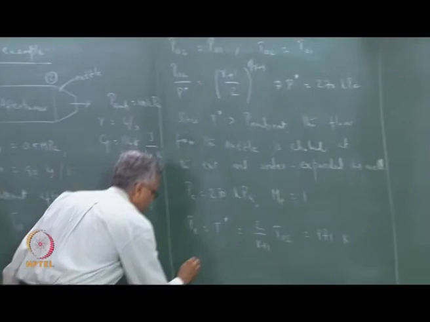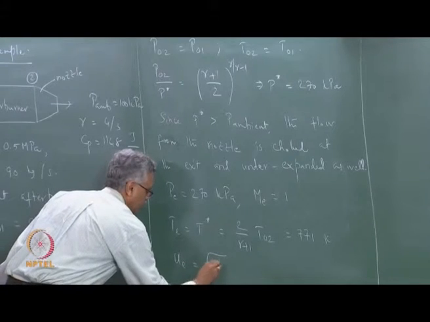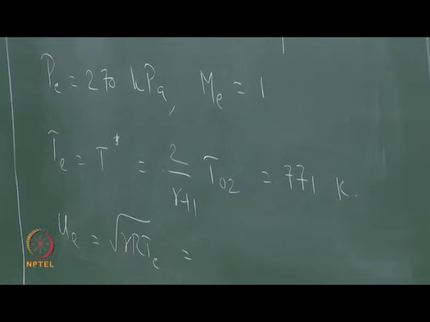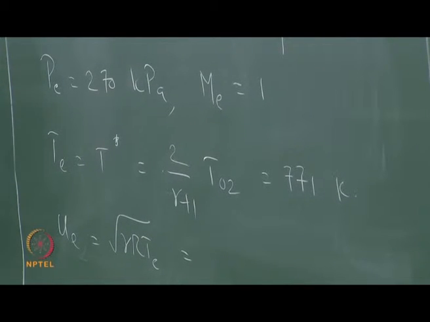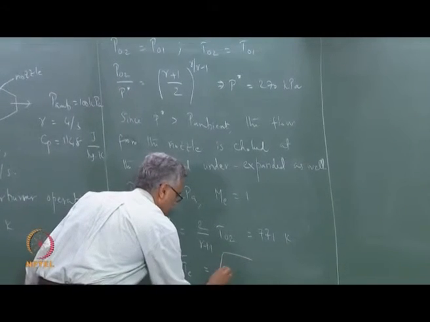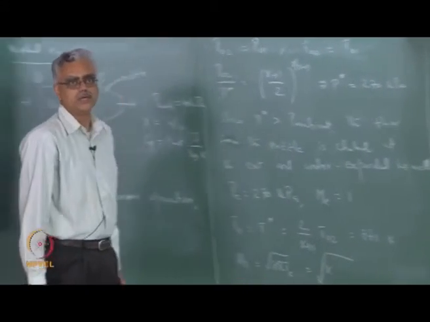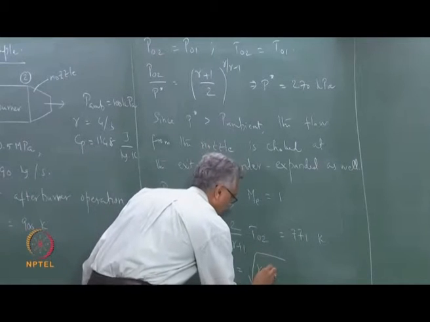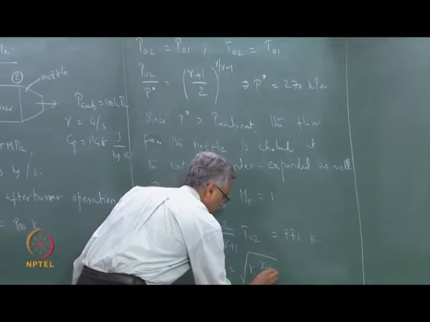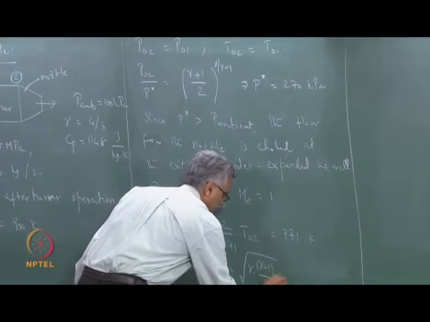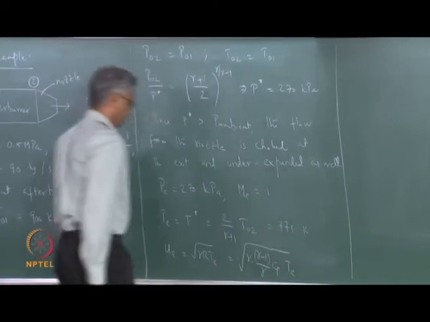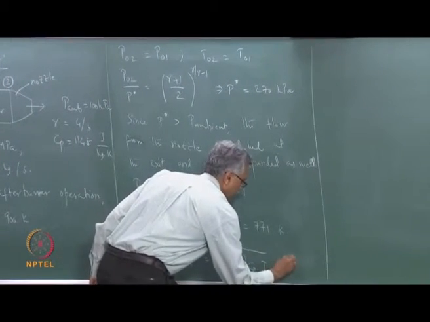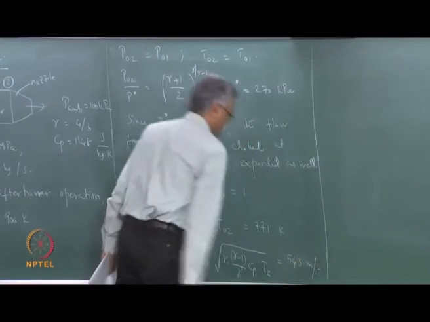And the exit velocity UE is square root of gamma times R times TE, right, because the Mach number at exit is 1. If you remember, Cp is nothing but gamma times R over gamma minus 1. So, we can rewrite this in terms of Cp, which is given in the problem. I can write this as gamma minus 1 over gamma times Cp times Te. So, this gives me the velocity at exit to be 543 meter per second.